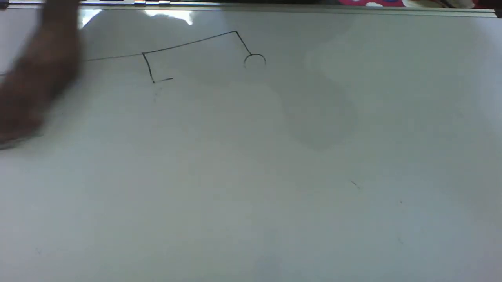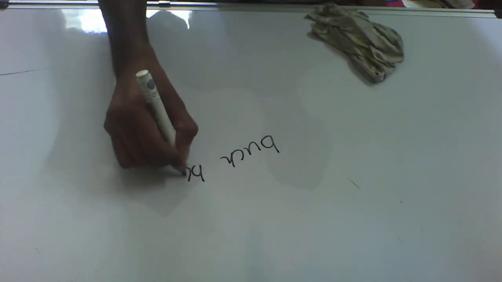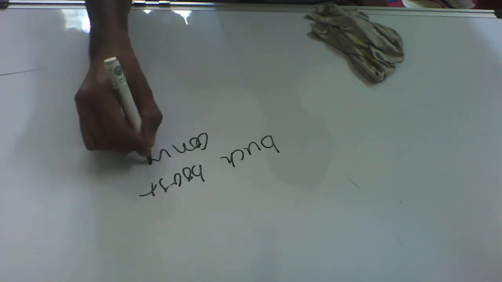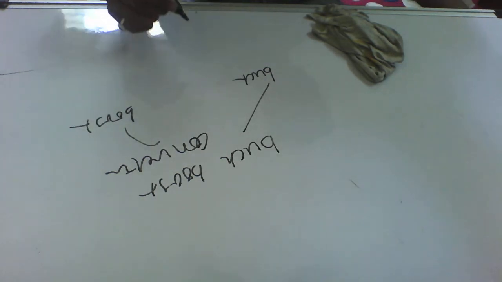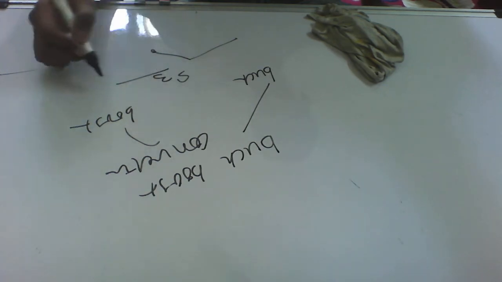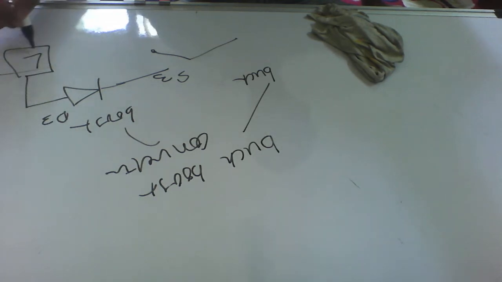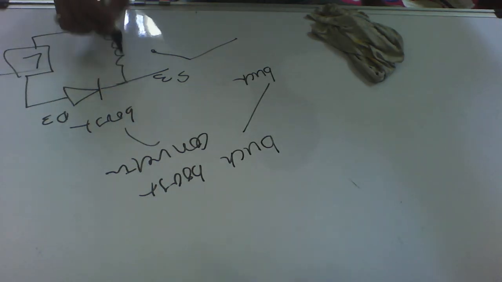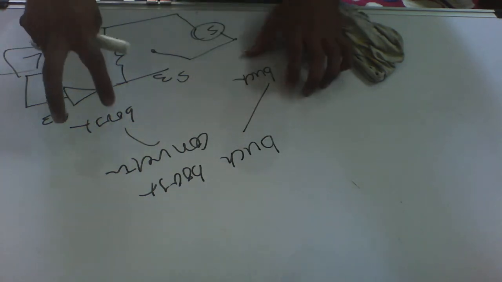Last comes the buck boost converter, that is the combination of buck and boost converter, shown here. This is a switch S3. This is a diode D3 connected here with a load resistor, an inductor coil, and a supply voltage. So this is the basic combination of a buck and boost converter.